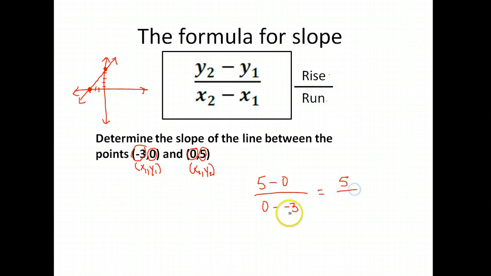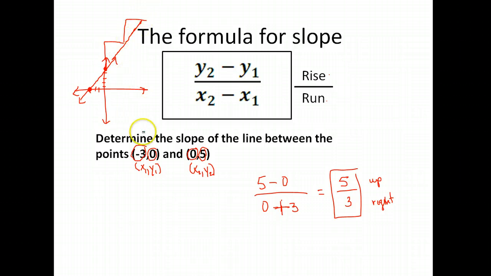5 minus 0 is 5. 0 minus a -3: minus a negative, remember in our rules, changes to plus. And so I get a slope of 5/3. Now what does that mean? It means that on this line, for every 5 units you go up, you go 3 units to the right. And that continues all the way throughout this line. So every 5 units I go up, I would go 3 units over and I would hit the line again. Okay, that is what we're describing when we talk about slope.